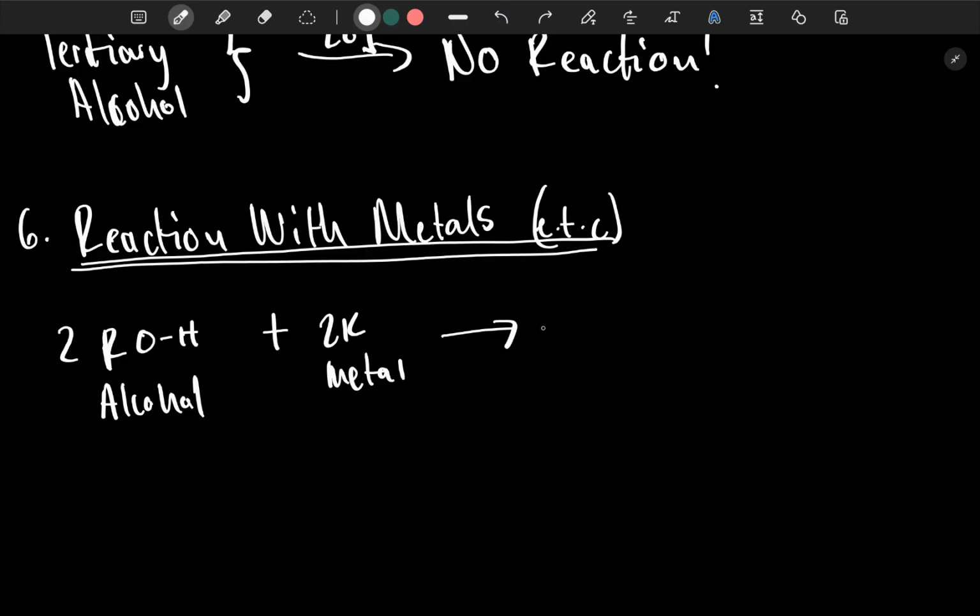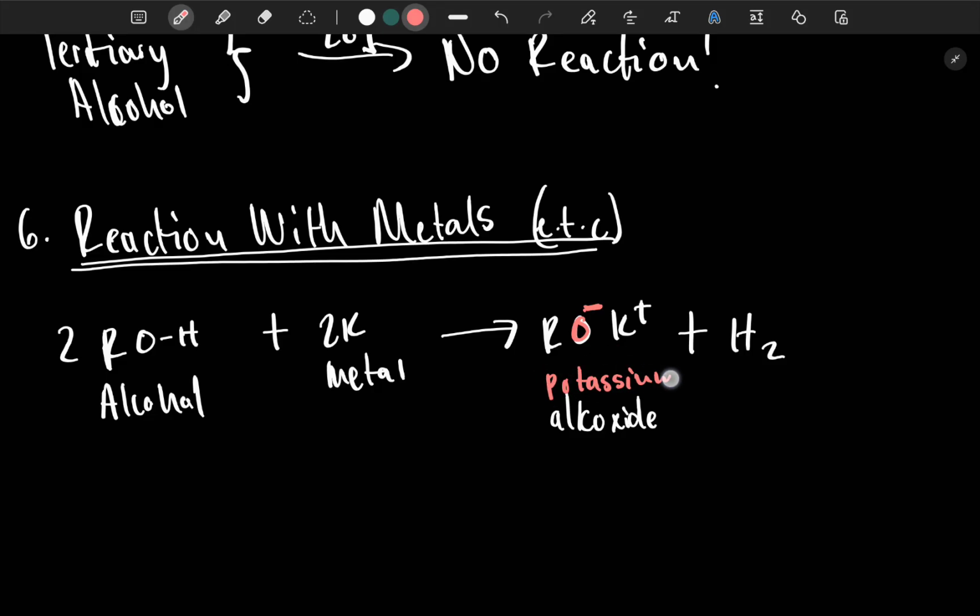So what we are going to have, it becomes an RO, and then what happens? It's an O minus K plus, which is a salt. And then as a byproduct, you have your hydrogen. Remember that. And this salt is called an alkoxide. An alkoxide is something that has a negative oxygen, or minus. And this plus makes us call it a potassium alkoxide because it's from potassium.